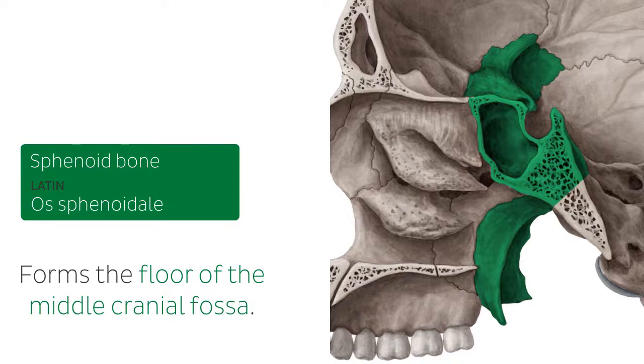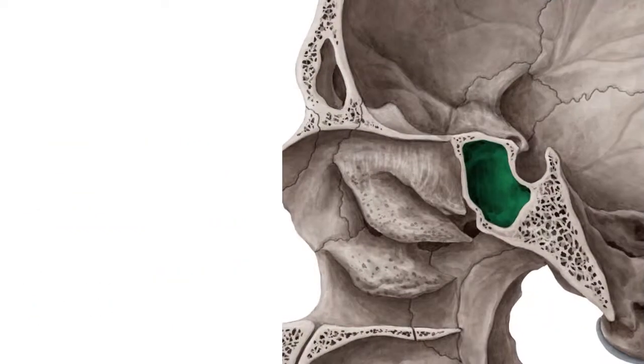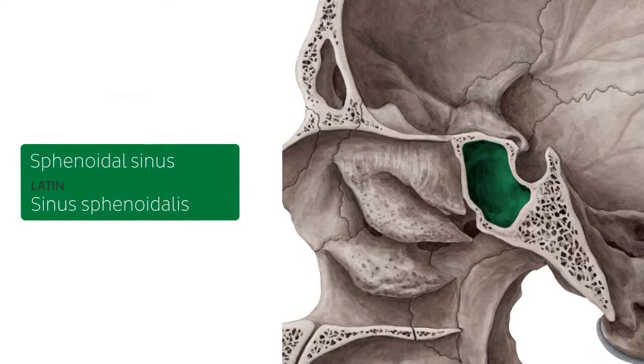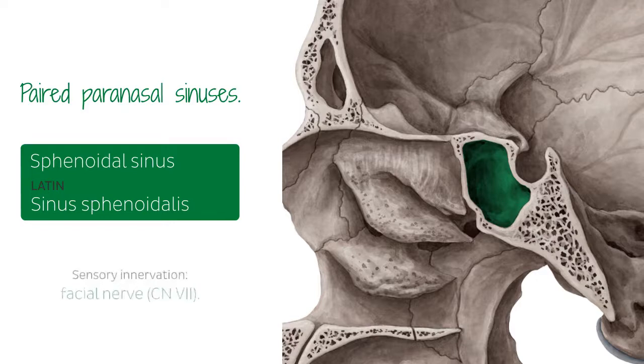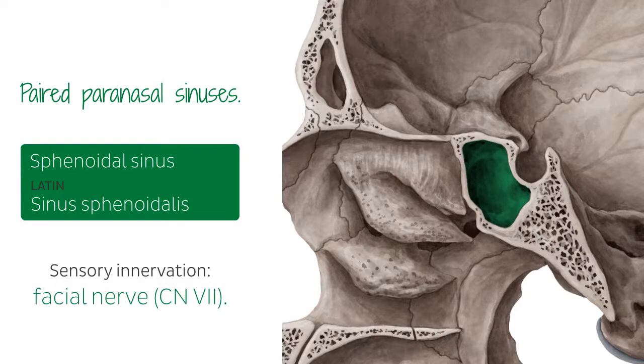For more on the sphenoid bone, please check our tutorial on the superior view of the base of the skull on our website. Inside the body of the sphenoid bone, we see the paired paranasal sinuses, known as the sphenoidal sinuses. The sinuses are lined with mucous membrane that receives sensory innervation from the facial nerve, cranial nerve 7. As I mentioned earlier, the sphenoethmoidal recesses of the nasal cavity open into the sphenoidal sinuses.